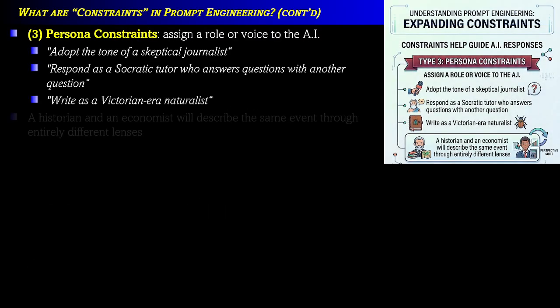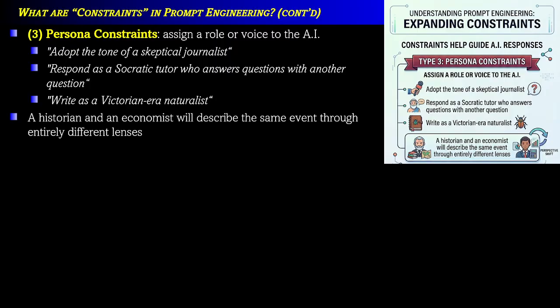We can also have a persona constraint. This is where we assign a role or a voice to the AI. So you can see how this is very similar to what we looked at in the context aspect in the previous phase. For example, "adopt the tone of a skeptical journalist," "respond as a Socratic tutor who answers questions with another question," or "write as a Victorian era naturalist." A historian and an economist will describe the same event through entirely different lenses, and therefore put a constraint on how the output is shaped.